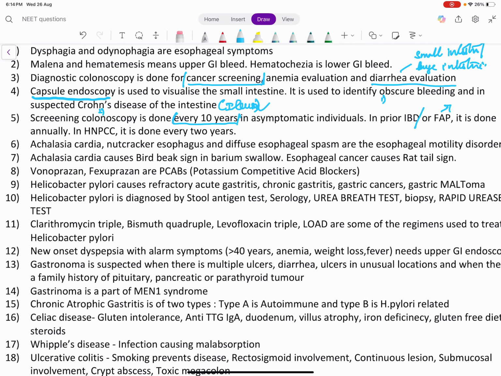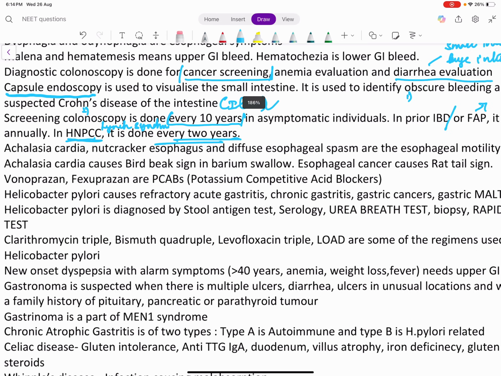There is another familial colonic cancer syndrome, that is HNPCC, hereditary non-polyposis colon cancer, also called Lynch syndrome. Here, the colonoscopy is done every 2 years after 15 years of age.